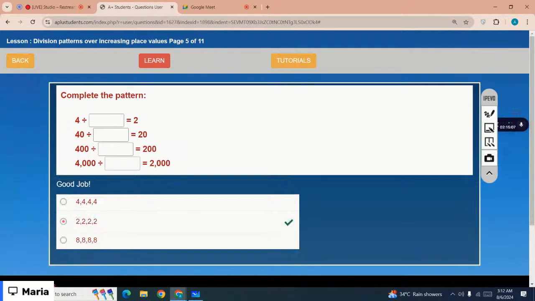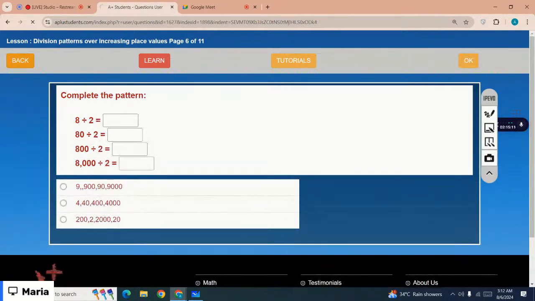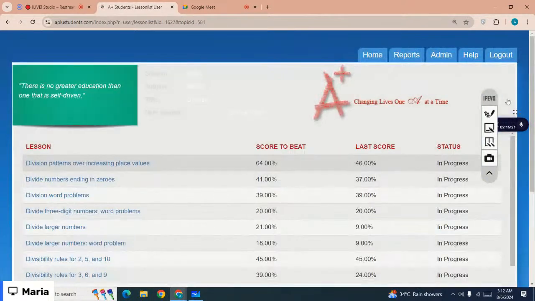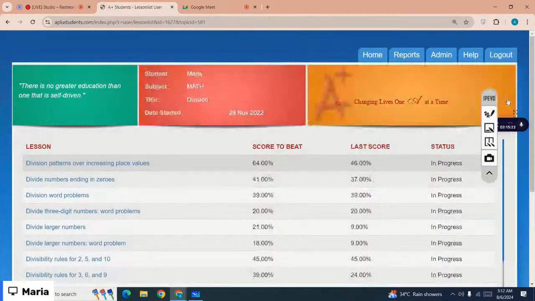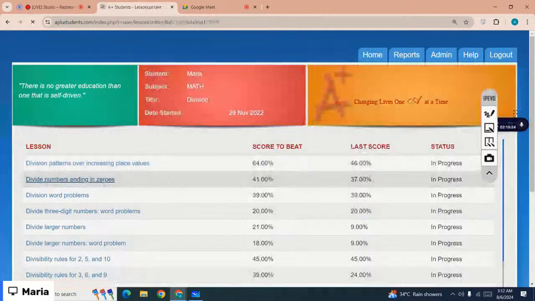Okay, you can complete the lesson by yourself later today. Let me just move on to the next lesson. And the next lesson is dividing numbers ending in zeros.